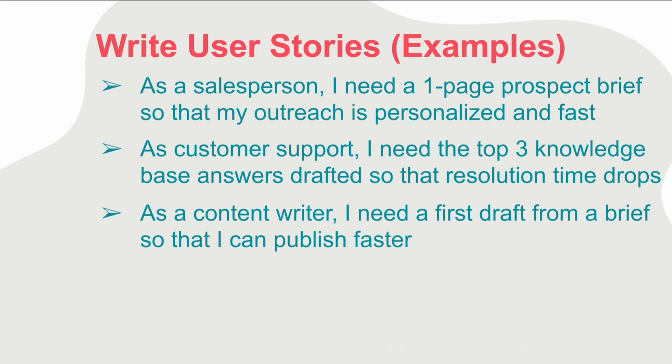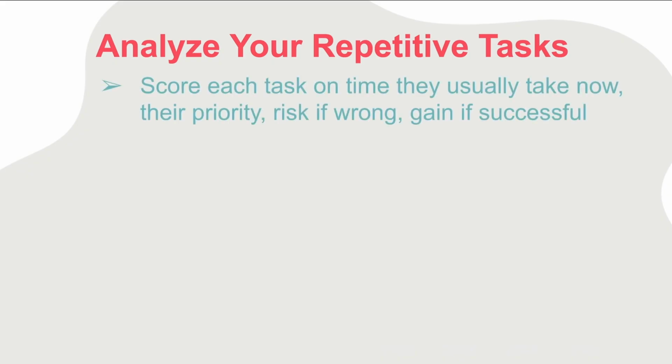So those are very, very common user stories for your staff, for your employees. They have to deal with these tasks again and again and again, always. So why not look into the workflow of how they do them and find spots where they can improve their workflow? And to help you, you want to analyze each repetitive task. For example, you might score each task on how long each task usually takes now, the task priority, and the productivity gain if AI optimization with it is successful.